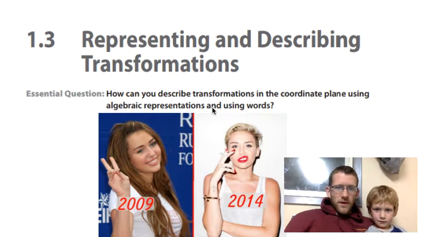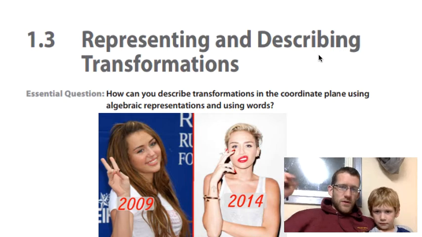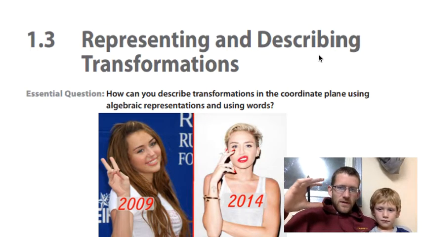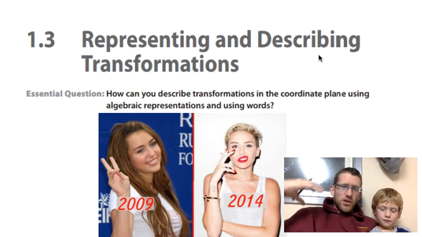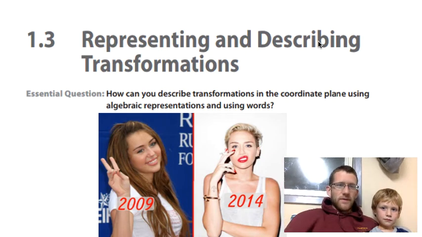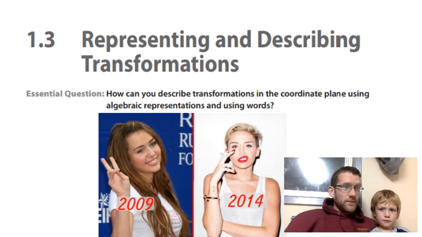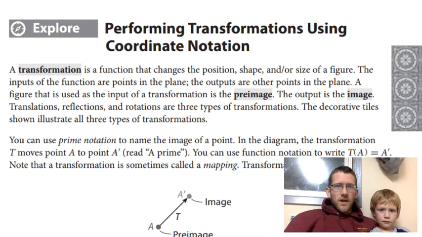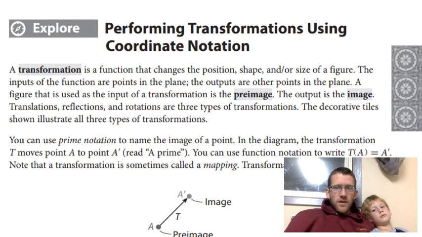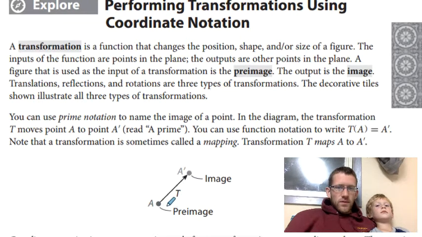Today we're doing 1.3. We're doing representing and describing transformations. So a transformation is where you start out as one thing and then you change and you become something different. In the case of geometry, we need some terminology to describe this. So we're going to say that the original thing is the pre-image. So pre meaning before, just like in books you have prequels to the original book.